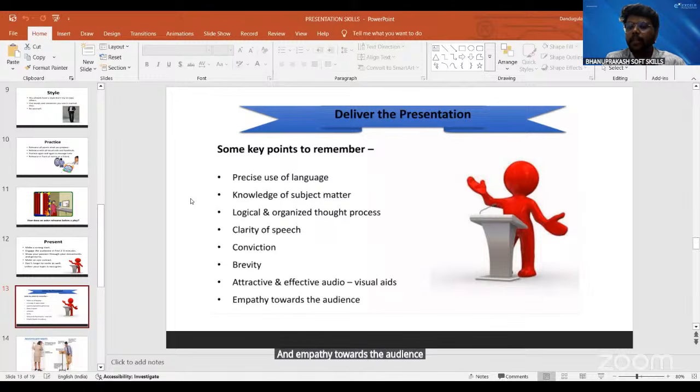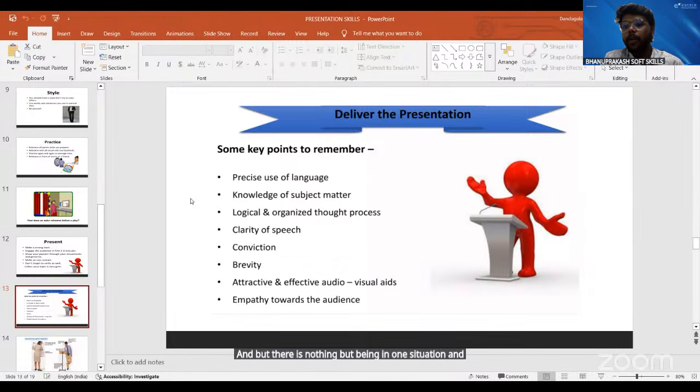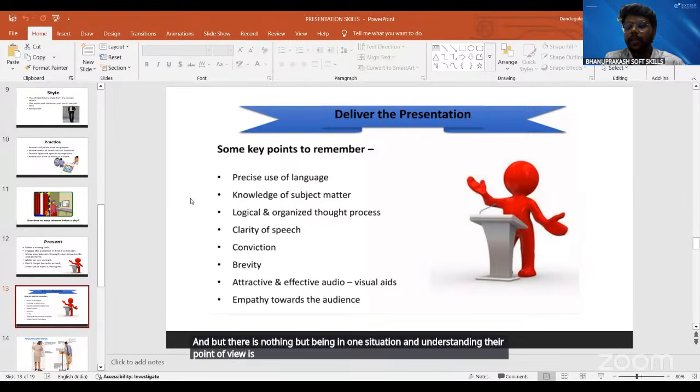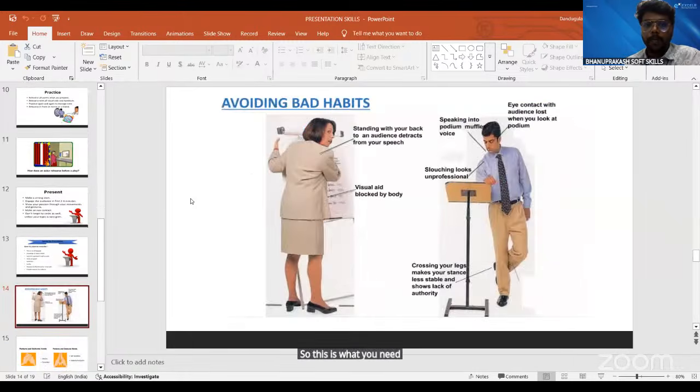What is meant by empathy? Simply, you might have heard words like sympathy, empathy. Empathy is nothing but being in one's situation and understanding their point of view. Like, if you were the audience for your speech, how would you feel? That is what you need to visualize. So this is what you need to follow.